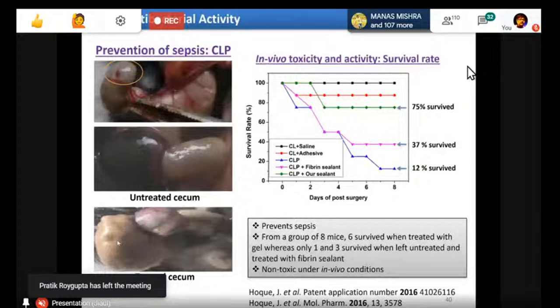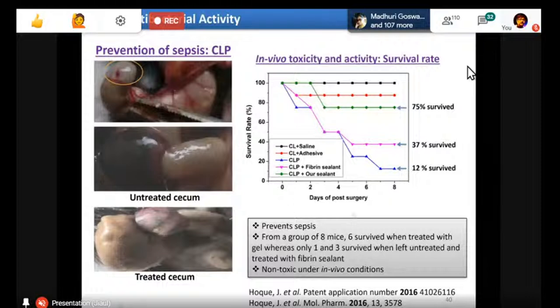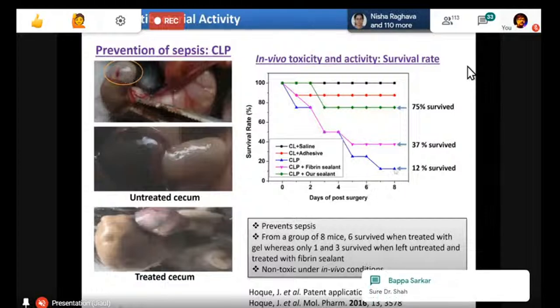Now we wanted to see, can we really prevent the sepsis? So that we did following the 8 days of this cecum ligation model. We had several groups of animals, and in each group we had 8 mice. In one of the groups, which is just the cecum ligation but no material applied, after 8 days only 1 animal survived among 8 animals.